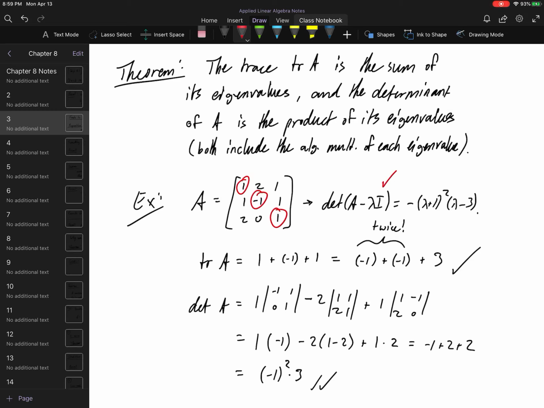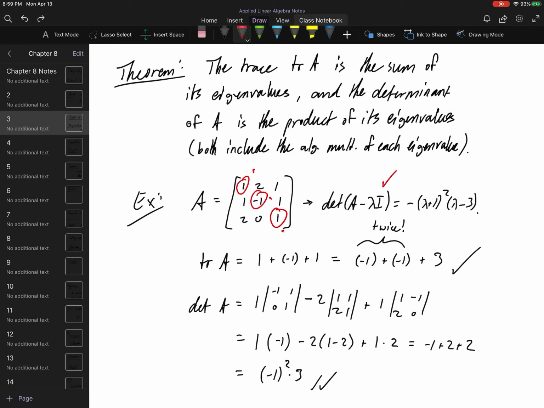So you can verify the characteristic polynomial for this matrix is negative 1 times lambda plus 1 squared times lambda minus 3. And I will have eigenvalues of negative 1, negative 1 twice here, right? I'm including the algebraic multiplicity for each eigenvalue. And I'm going to sum that with 3. So negative 1 plus negative 1 plus 3 is the same thing as the sum down the diagonal.